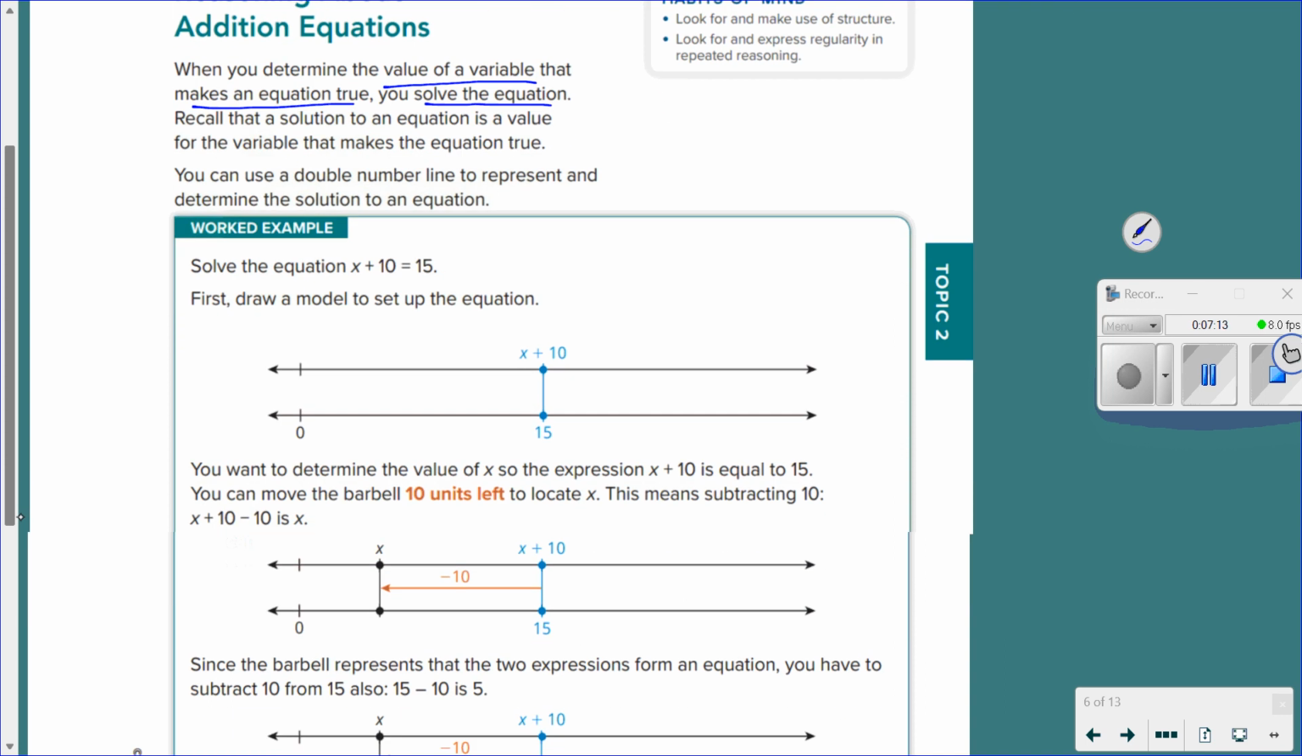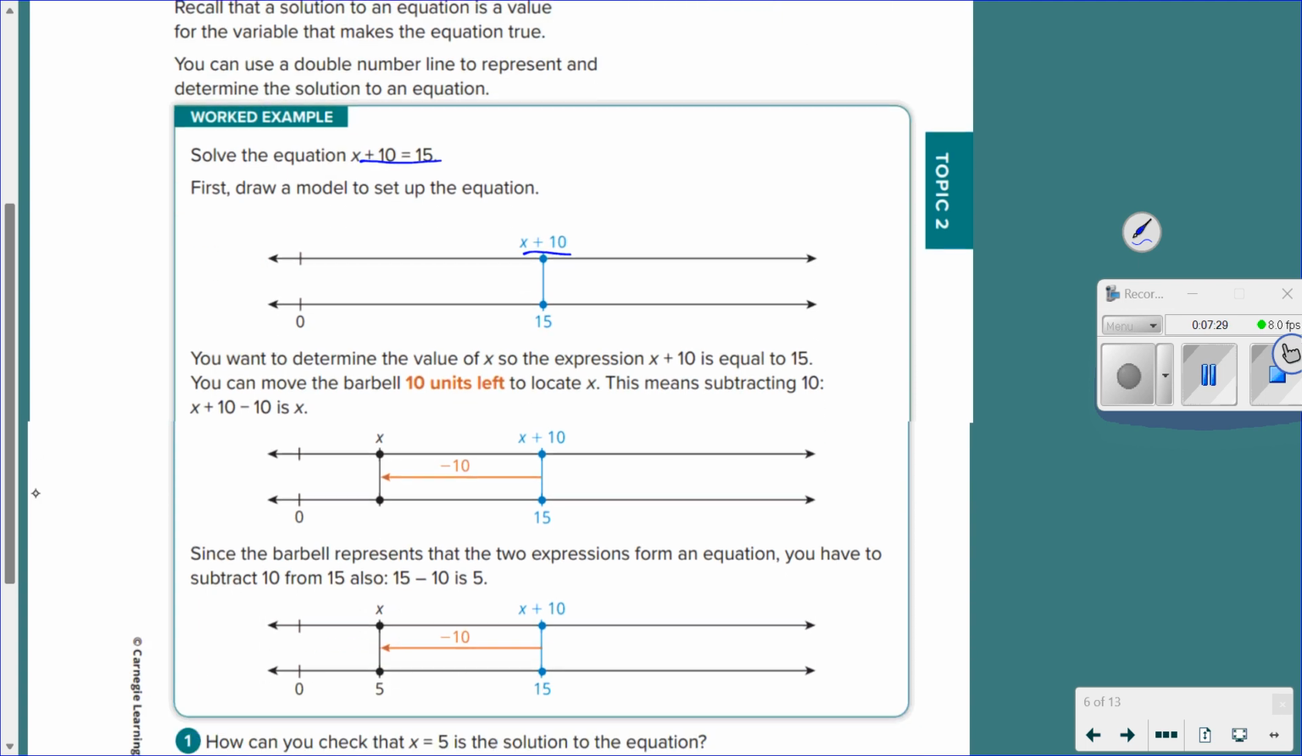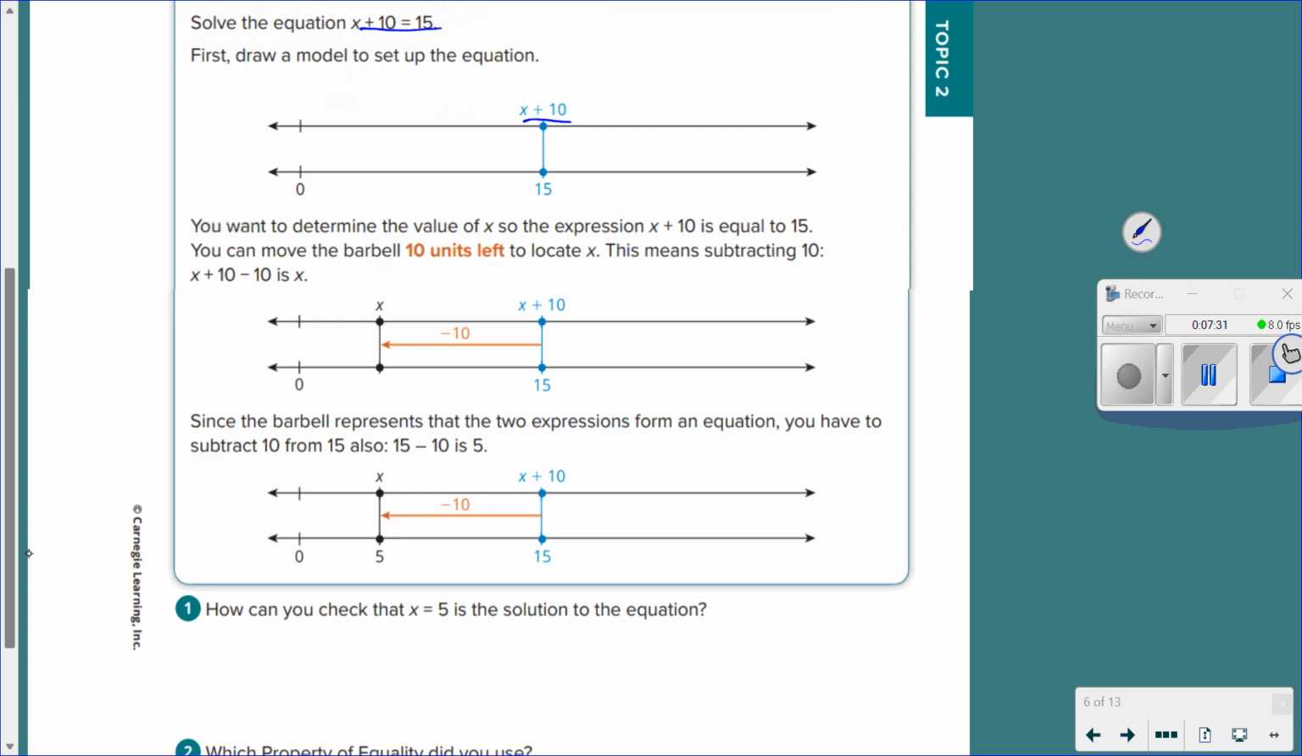In order to solve the equation x plus 10 is 15, we can do like we have been, set up a double number line. This time, though, my variable is not alone, is it? It has a plus 10 with it. So in order to get my variable by itself, or figure out where it actually is, I need to take that 10 and get rid of it. So I'm going to move it to the left 10 spaces so that I can find where x is. Does that make sense?